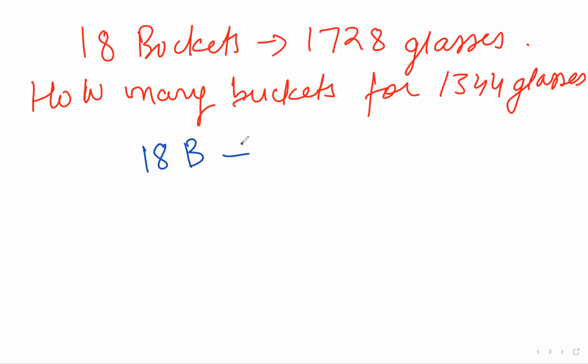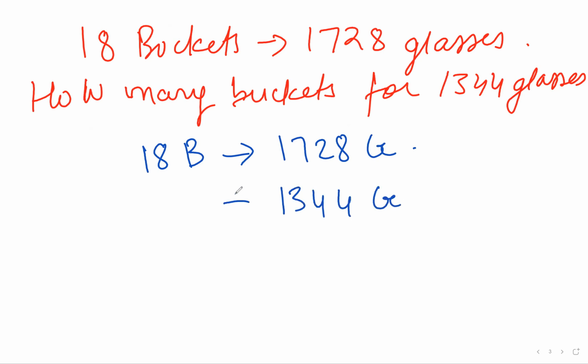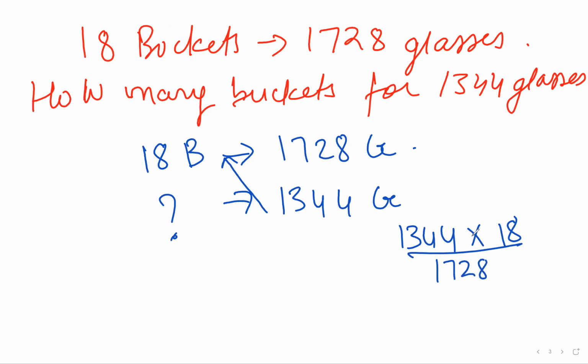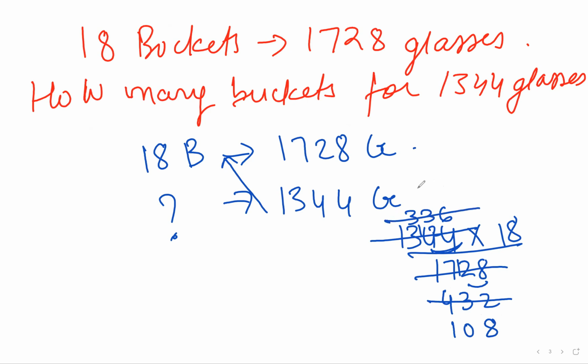So 18 buckets, 1728 glasses. 1344 glasses. How many buckets? Cross multiplication. Opposite will be divided. Directly apply the divisibility rule of 4, ending with 44, ending with 28. 4's divisibility rule, because they come in 4's table. Again, ending with 32, ending with 36. 4's divisibility rule, because they come in 4's table.